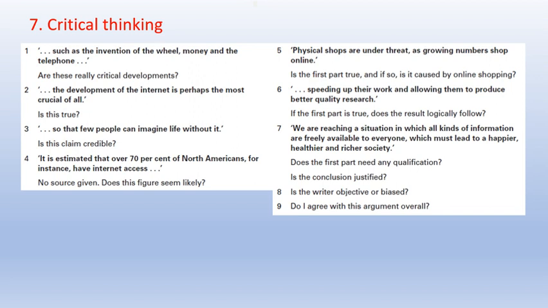It is critical thinking. Number eight: is the writer objective or biased? Is the writer thinking according to outside indicators, or subjective thinking, or predetermined thinking? All right, number nine: do I agree with this argument overall? When you have already read it, what do you think? What is your idea? What understanding do you have relating to this text?